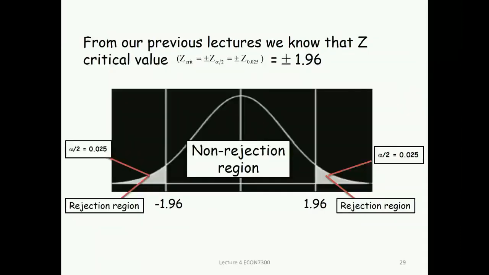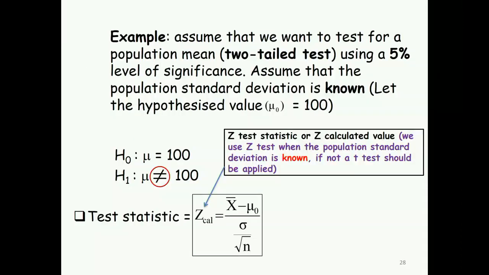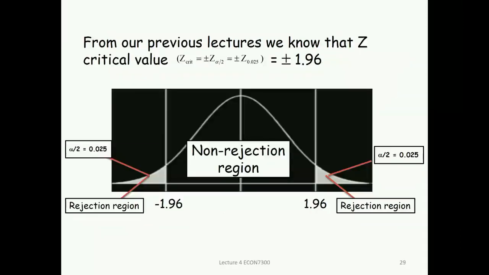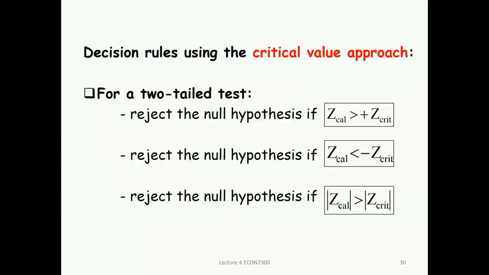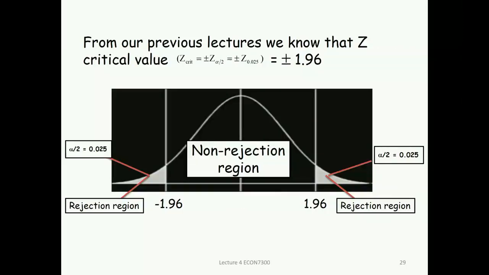So we know that for 5% alpha, to the right and to the left, it is 1.96. This is the rejection area. This is alpha divided by 2. This is alpha, and this is the non-rejection area. This is a two-tailed test: equal, not equal to 100. Let's go.